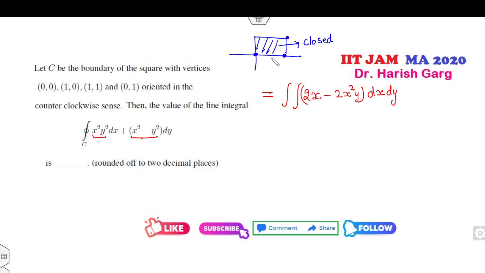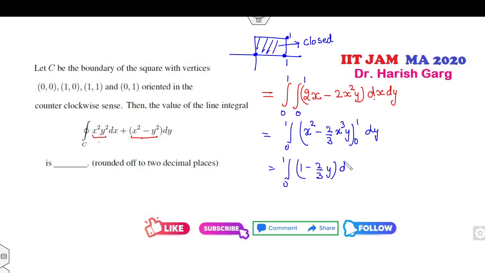Now it's not a polar curve, it's not a circle. So what is the limit? 1, 1. So it's 0 to 1, 0 to 1. Firstly, I can integrate with respect to x. It's x square, so it is 2 over 3 x cube of y from 0 to 1. It will be 1 minus 2 over 3 into y. Now you can integrate with respect to y. It is y square over 3 from 0 to 1. So the answer is 2 divided by 3, which is the right answer of this problem.